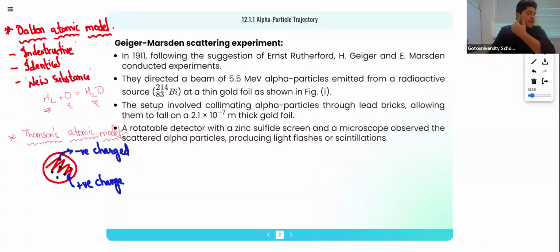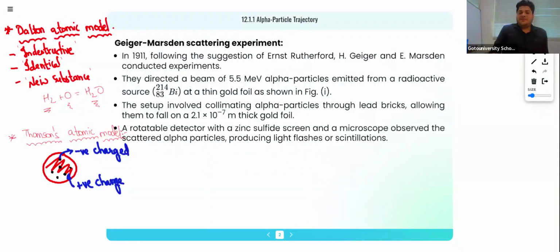Okay, see, previously according to Dalton, in atom we don't have anything, it's a non-destructive part. But Thomson came and he explained that no, atom is not the last. In atom we have positive and negative charge. Okay, then total positive charge is greater than negative charge. Hence negative charge cannot go out of the atomic model. This was the theory of atoms, Thomson atomic model.